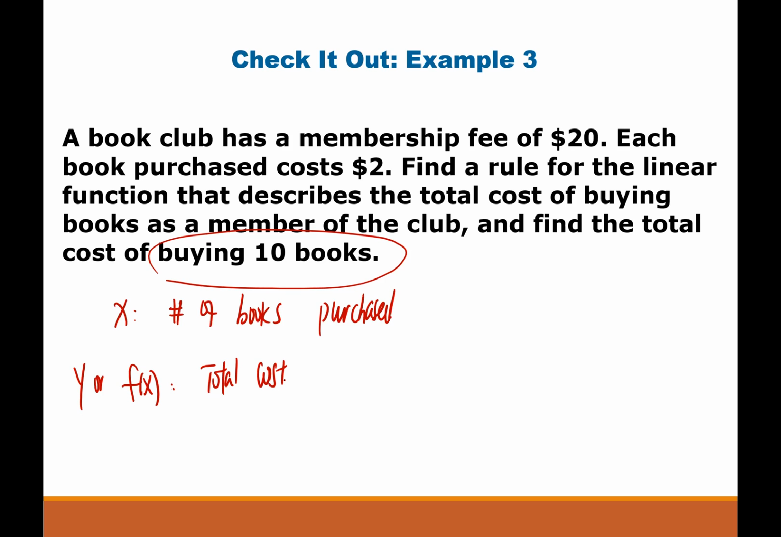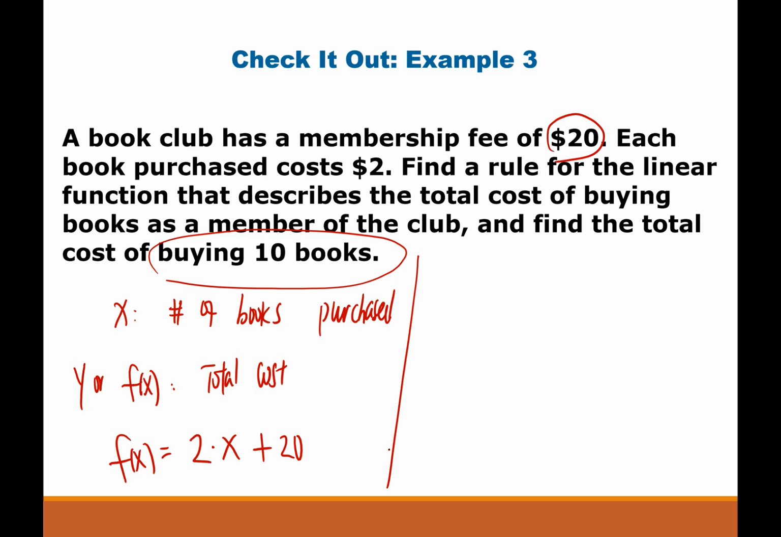So the first thing is, let's find out the function notation of this. So F of X should be two, the variable cost. Each book purchased costs $2. We'll have X amount of books, right? 2X, adding the fixed cost, the membership fee, which is a fixed cost of $20. Then we get a function notation.